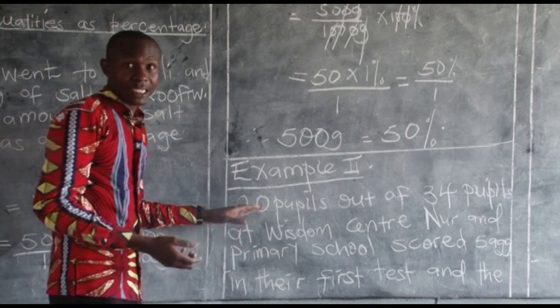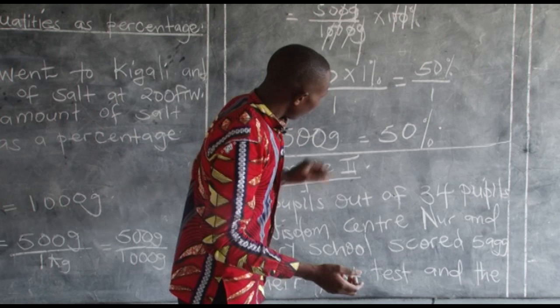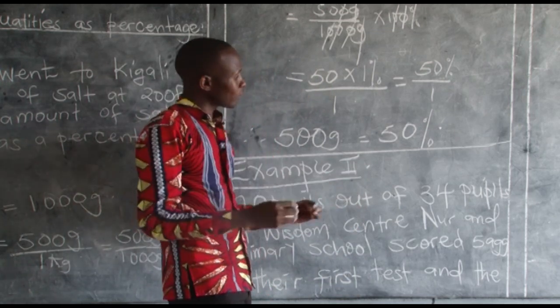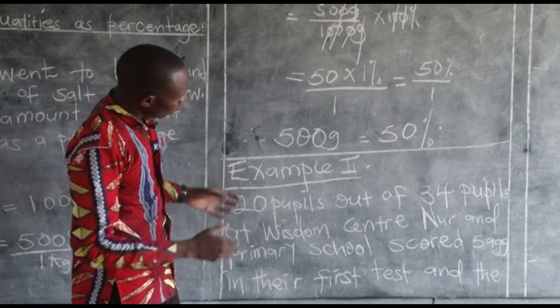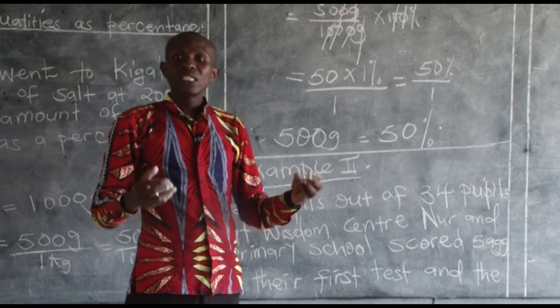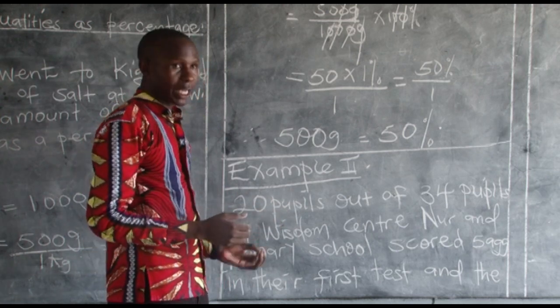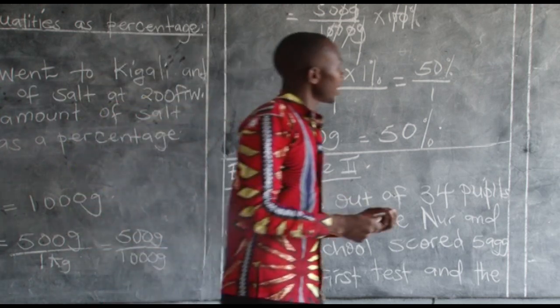Here we shall look at the number of pupils in the whole school, in the whole class. At the same time, we look at the pupils who also scored 5 aggregates. And those were 20 kids, okay?